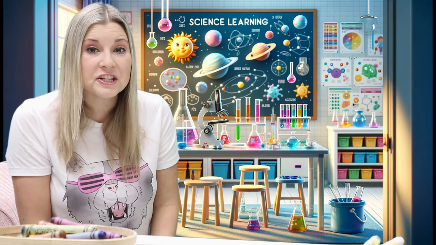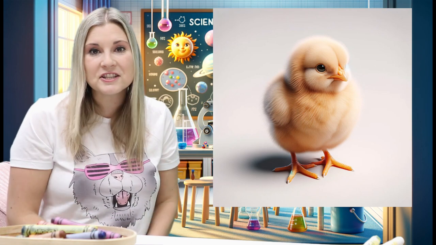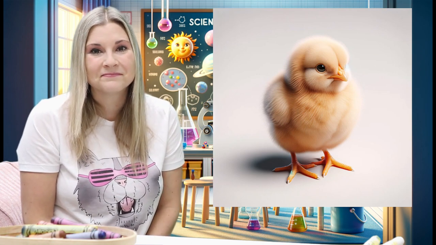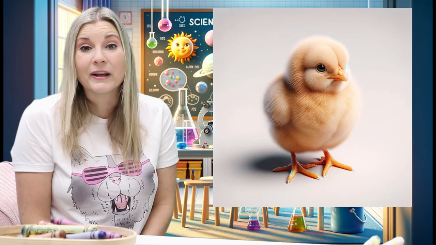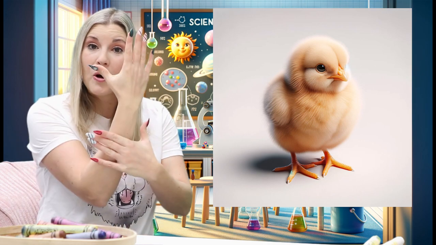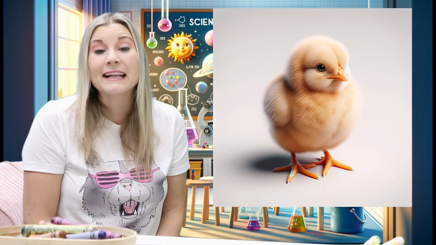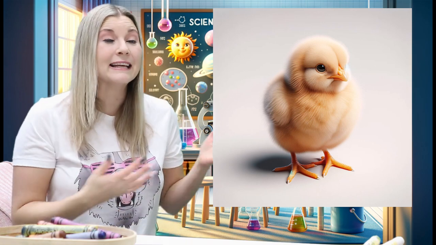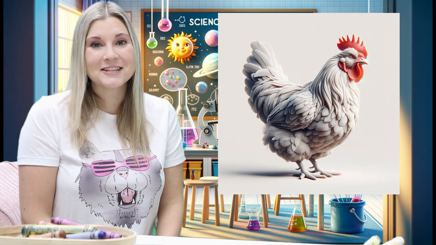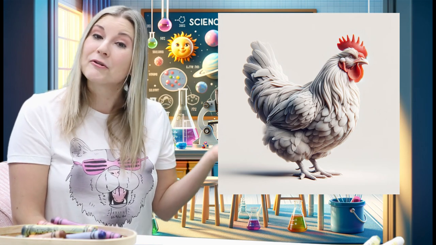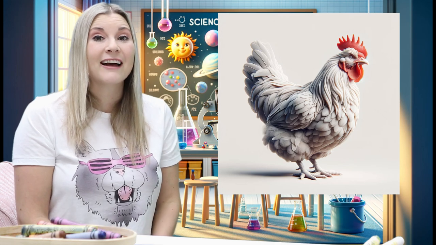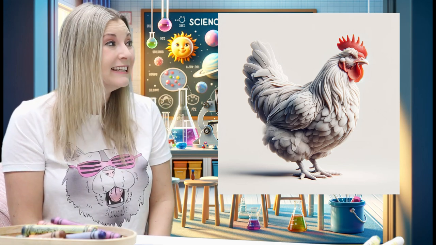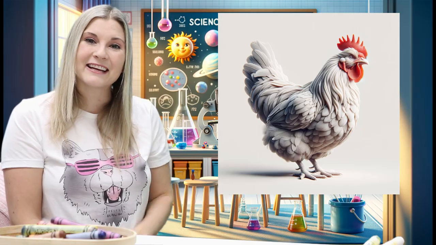Now we're going to have the next part of our life cycle, which is a little chick, or also called a hatchling, because it just hatched out of the egg. The little chick is going to grow and grow and grow until one day it is also an adult chicken, and it will be either a rooster or a hen. And that is a chicken's life cycle.